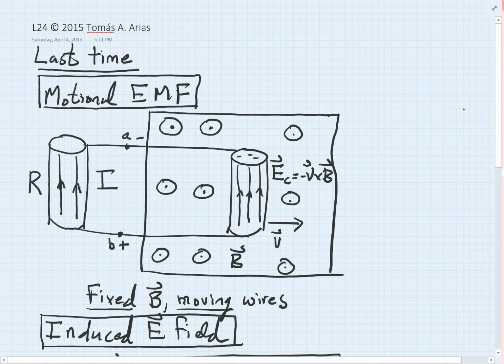Let us now go over our considerations about motional EMF and what it can teach us actually about additional facts regarding Maxwell's equations. In particular, this idea that a changing magnetic field can induce an electric field. We were talking about a thought experiment. Here I'm giving you just a slightly different version of it.